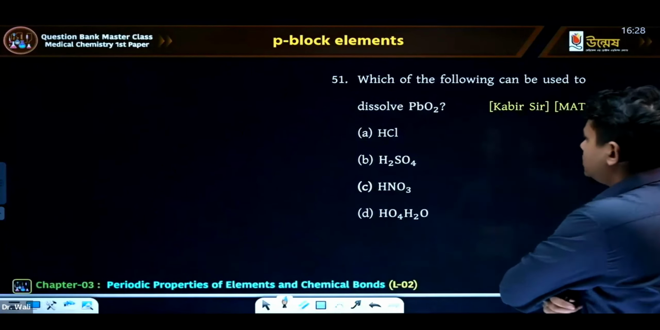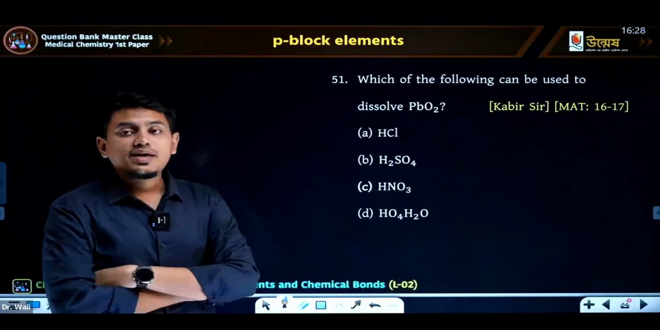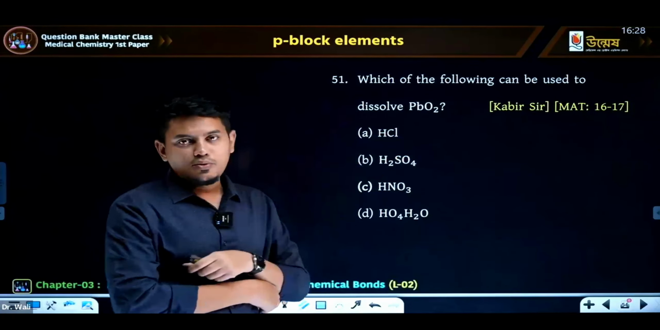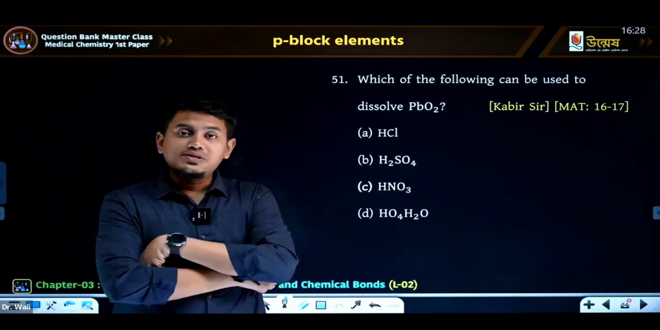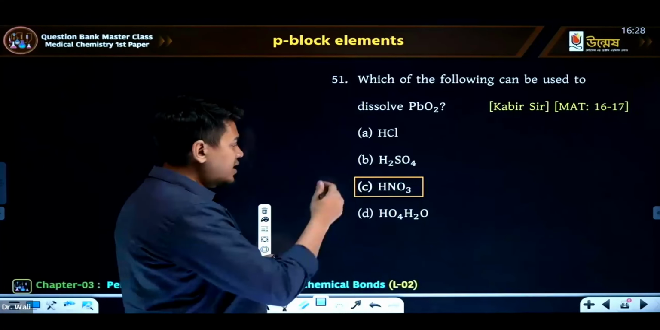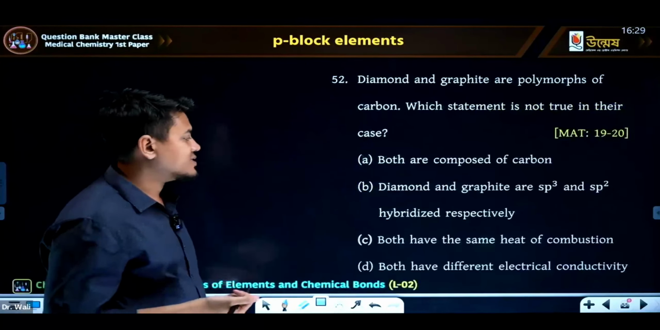The next question is, which of the following can be used to dissolve lead oxide? Actually, lead oxide can react with hydrochloric acid, sulfuric acid, and even nitric acid. But what will be the resultant compound after the reaction? Here, it will generate lead chloride, which is not soluble in water. Here, it will generate lead sulfate, which is also not soluble in water. Lead nitrate is soluble in water. That's why we can say that lead oxide can be dissolved by nitric acid.